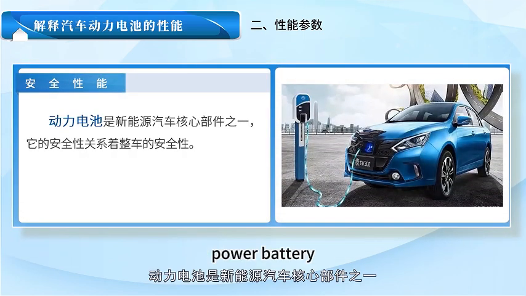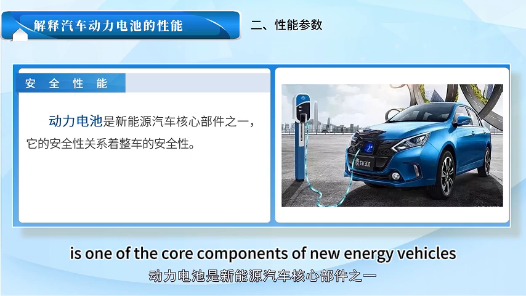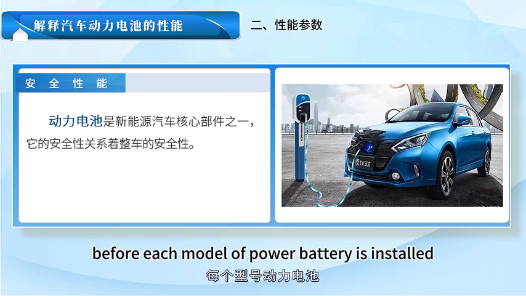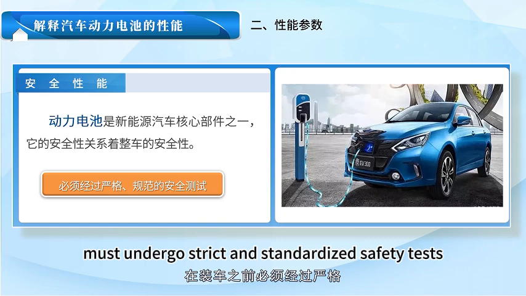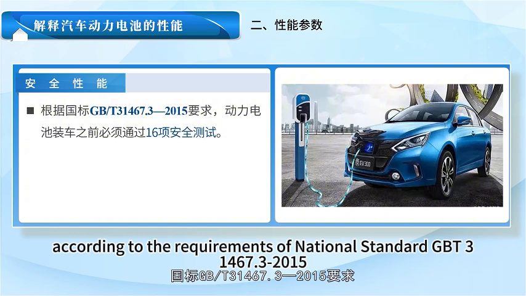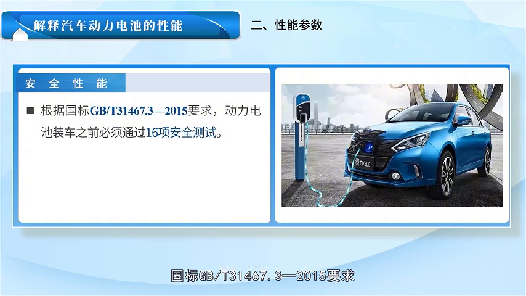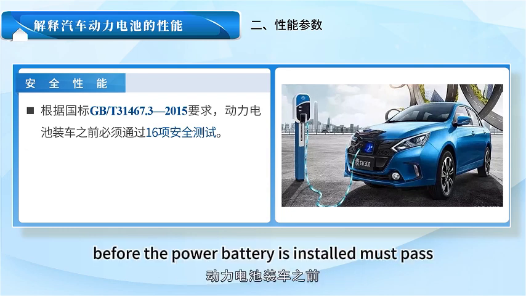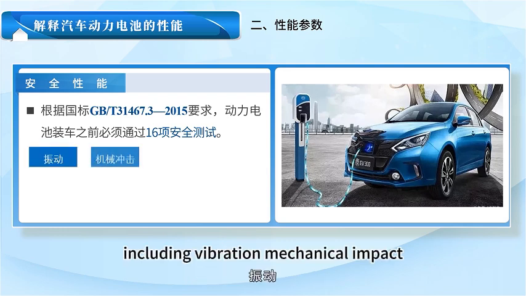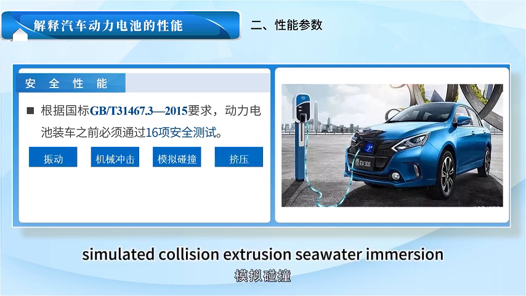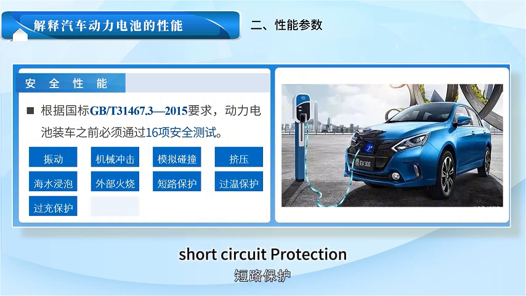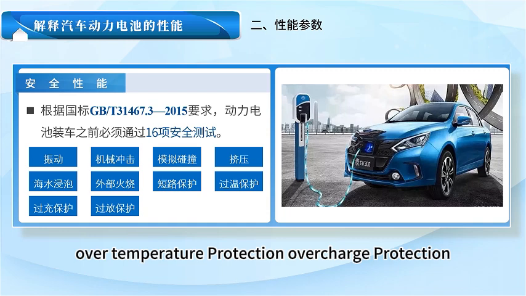Safety performance. The power battery is one of the core components of new energy vehicles. Its safety is related to the safety of the whole vehicle. Before each model of power battery is installed, it must undergo strict and standardized safety tests. According to the requirements of National Standard GB/T 31467.3-2015, before the power battery is installed, it must pass 16 safety tests, including vibration, mechanical impact, simulated collision extrusion, seawater immersion, short circuit protection, over temperature protection, and overcharge protection.